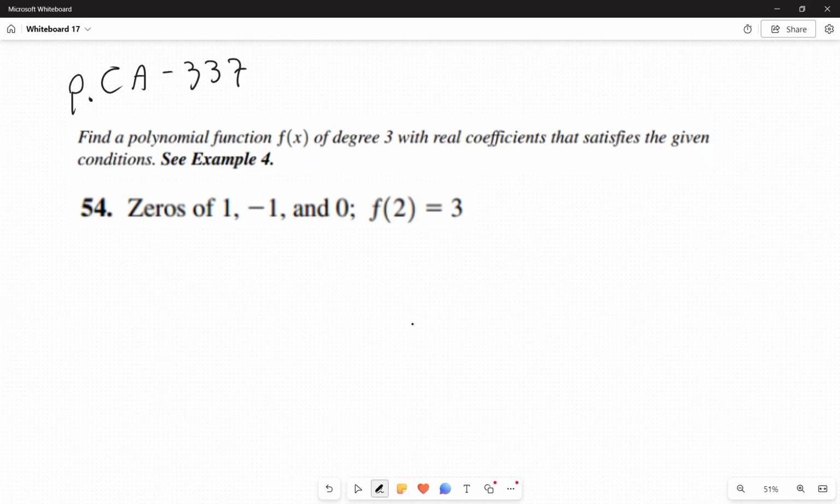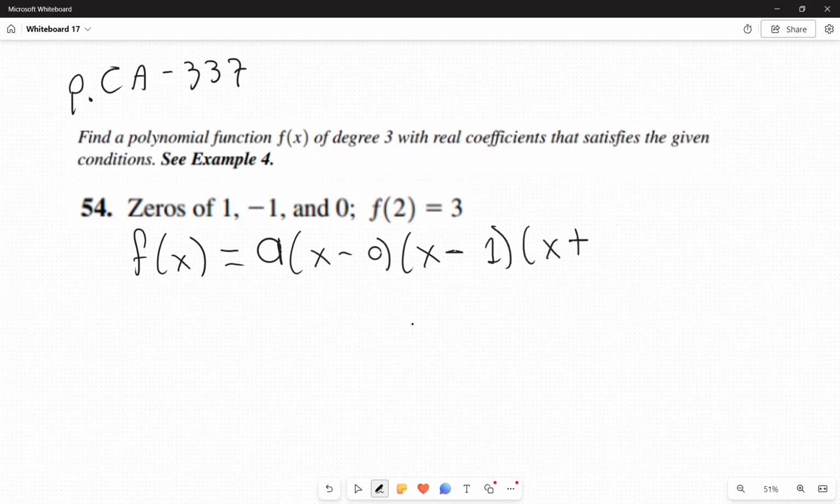In this problem number 54, the polynomial has zeros at 1, -1, and 0, and f of 2 is equal to 3. So far, for now, we're going to call the leading coefficient A. We're going to use this condition f of 2 equals 3 to find the leading coefficient. But if 1, -1, and 0 are the zeros, we know that the factors are x minus 0, simply x, x minus 1, and x plus 1. So from the zeros, we can determine the factors.